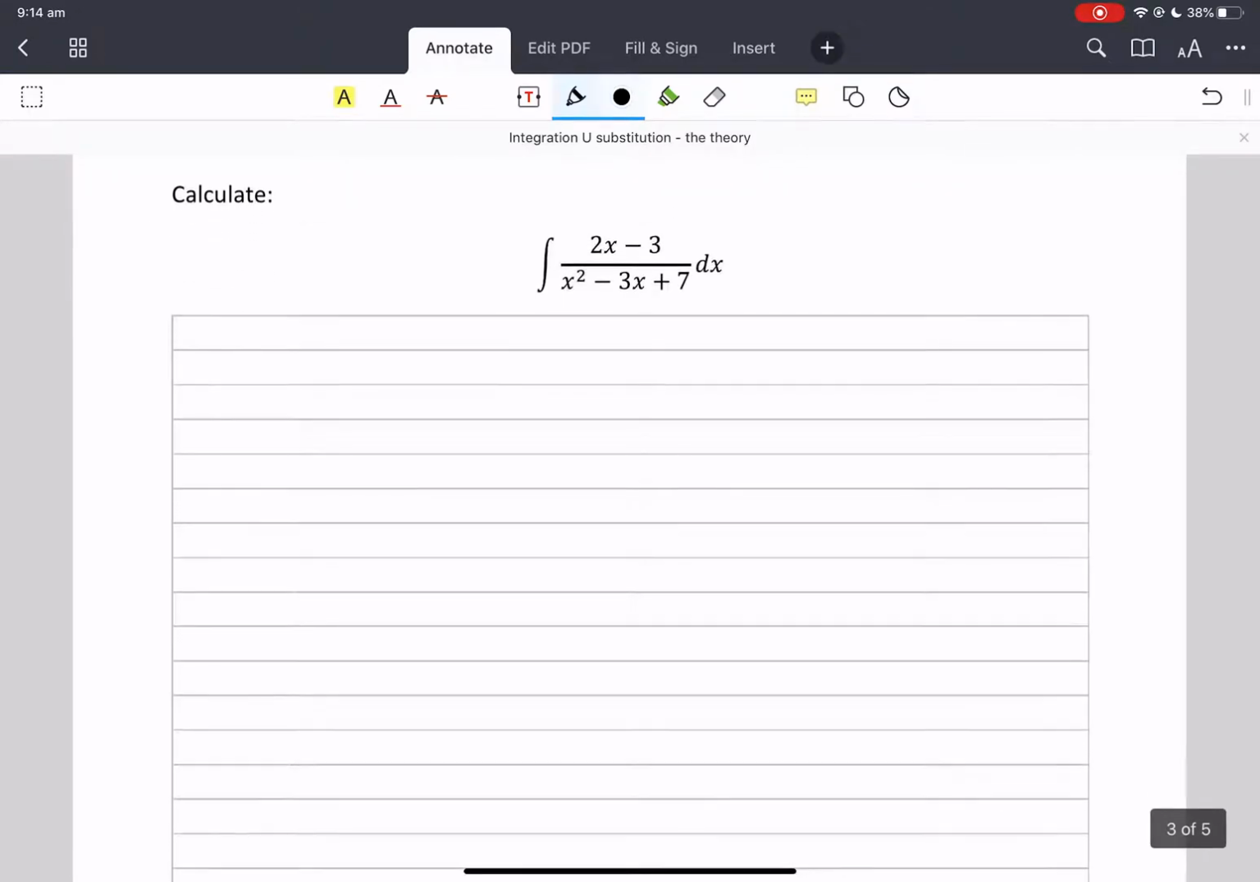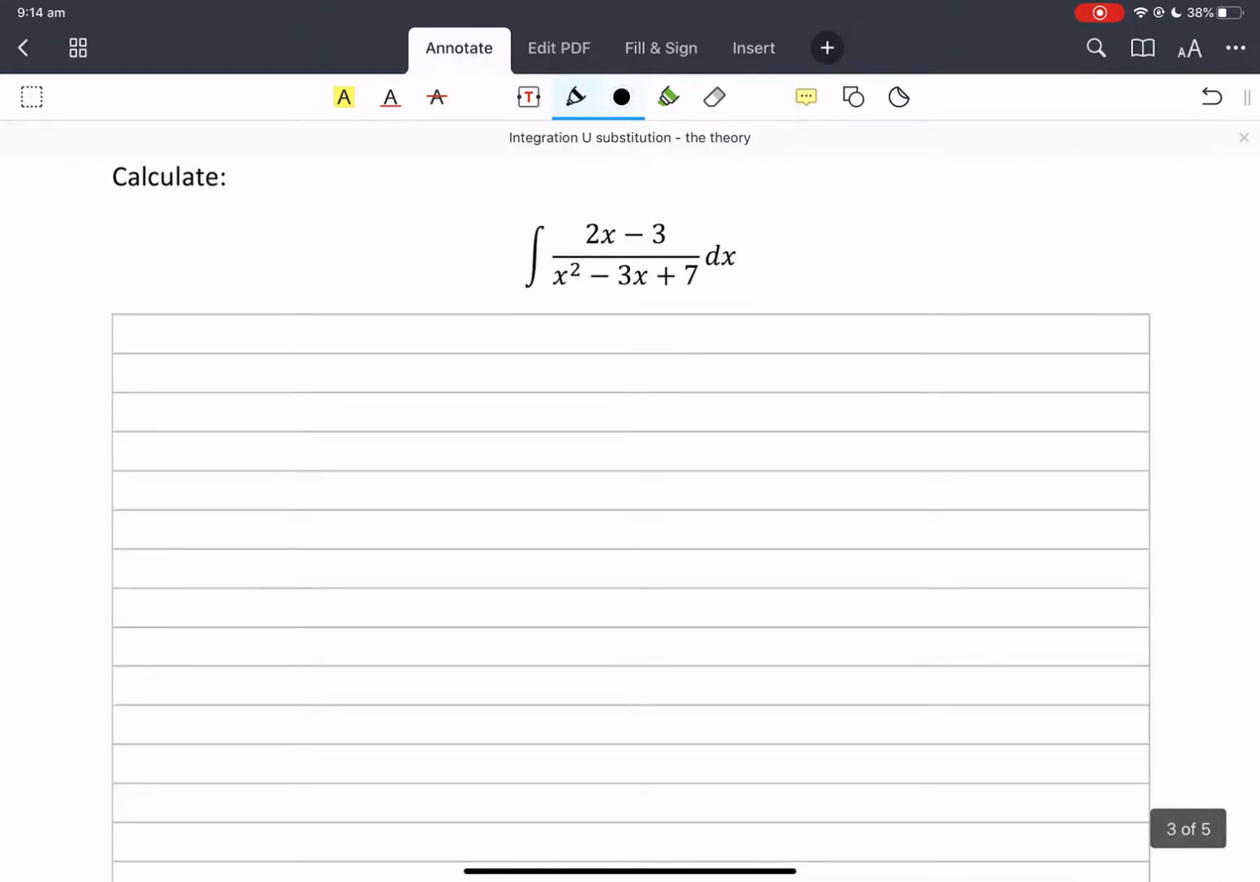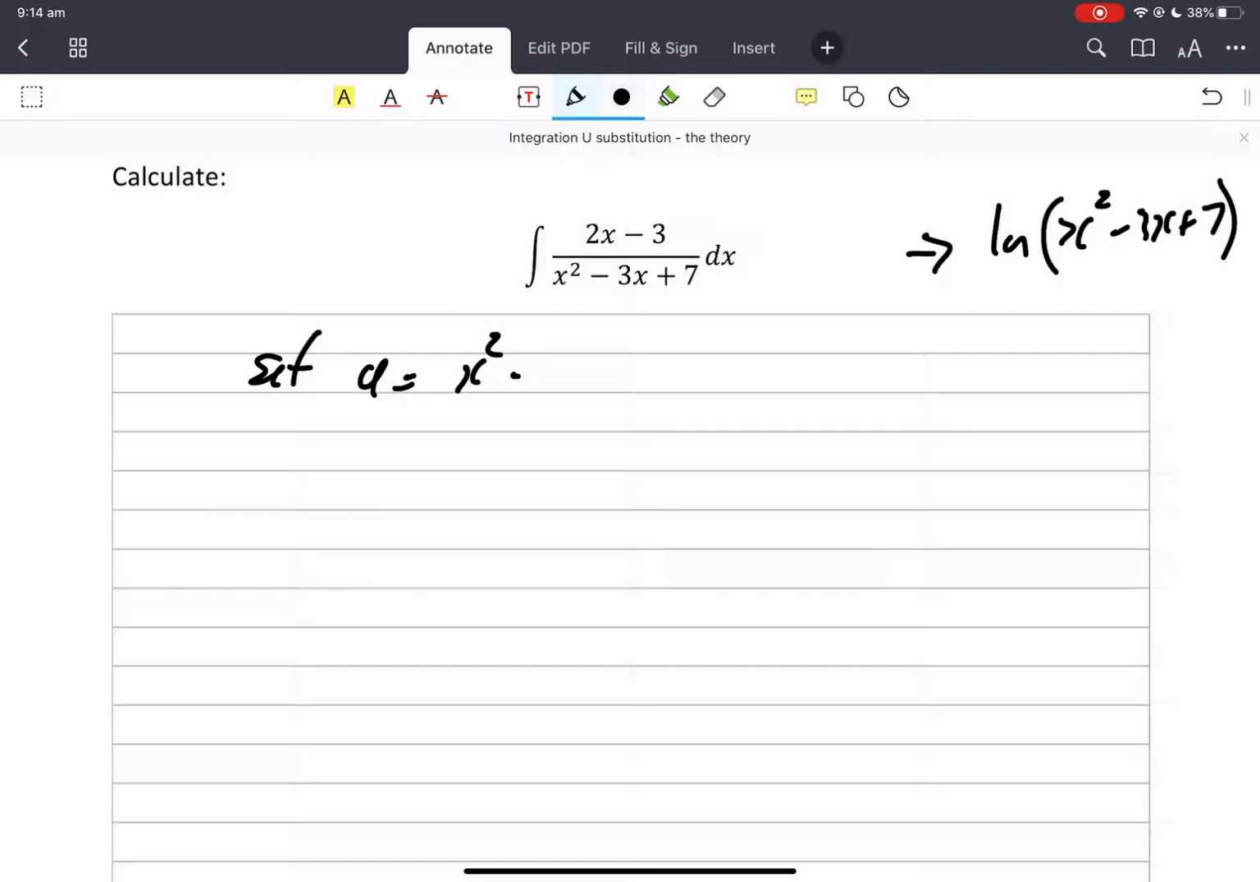Okay. We should be able to spot that that's the derivative on top of the function. So we just know from the other class that that's going to go to the natural log of. But how does it work? So let's set u equal to x squared minus 3x plus 7.